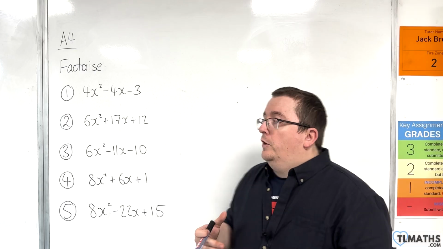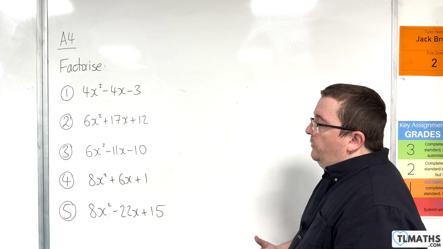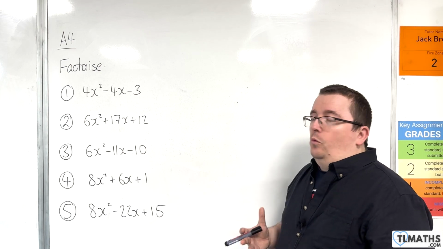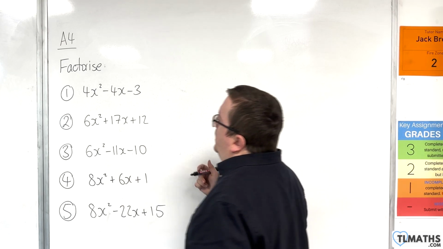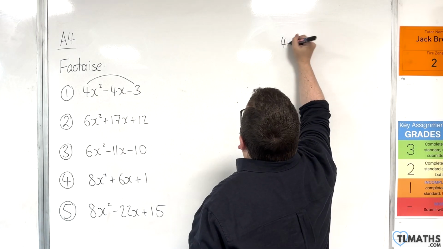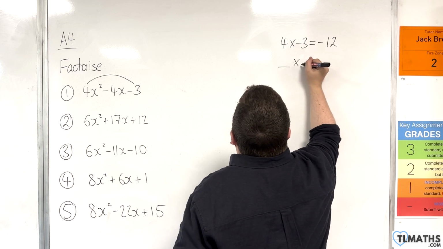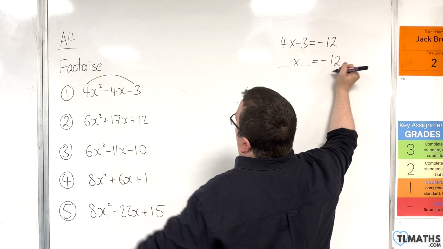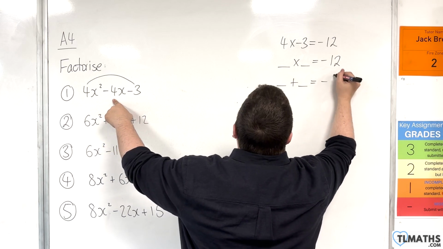So in this video, we're looking at 5 more examples of factorising quadratic expressions where the coefficient of x squared is not 1. So in our first example, 4x squared take away 4x take away 3, we need to multiply the 4 by the minus 3. So 4 times minus 3 is minus 12. We're looking for two numbers that multiply together to make minus 12, but add together to make the coefficient of x, which is minus 4.